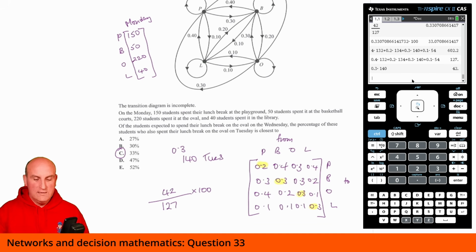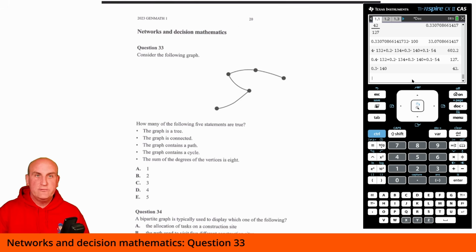Okay, so yep, I'm going to go with C as my correct answer there. Well, that was the end of matrices. That last question was like, oh, and here we go. We now go on to networks and decision mathematics.